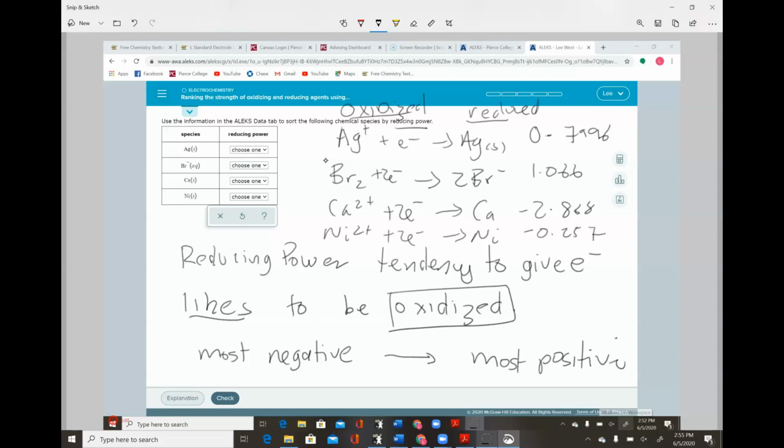So once you calmly get your head organized as to what the question is asking, and then relate it back to your standard reduction potentials, then you're in business. So we need to go from most negative to most positive. So it looks like the most negative one here is calcium, so that's going to be 1. Then the next one is nickel, so that's going to be 2. And then after that is silver, so that's going to be 3. And then finally it's bromine or bromide.